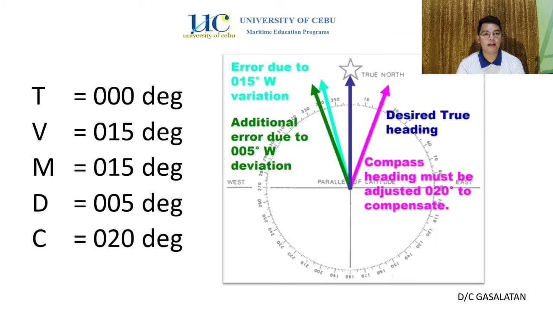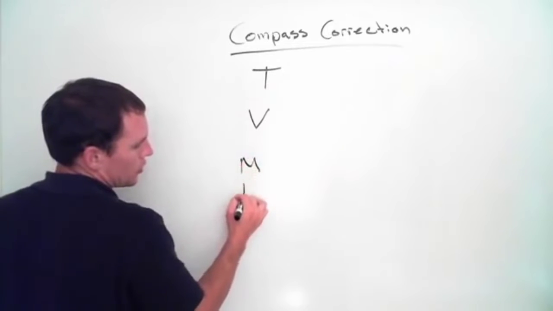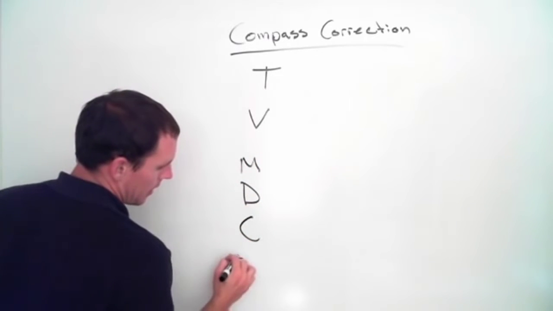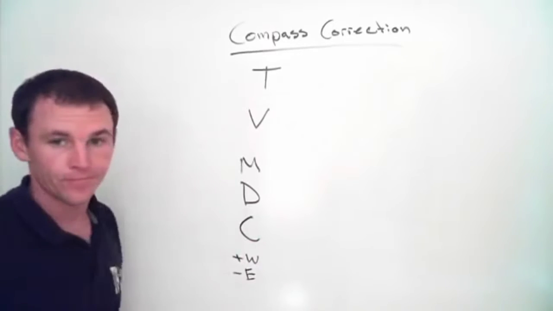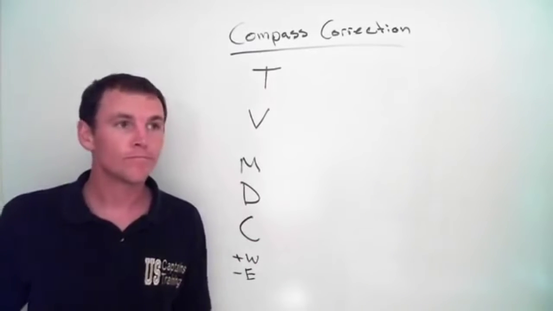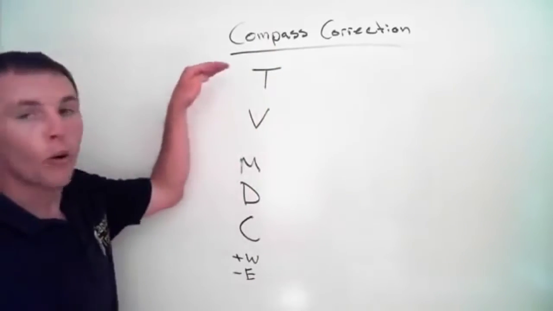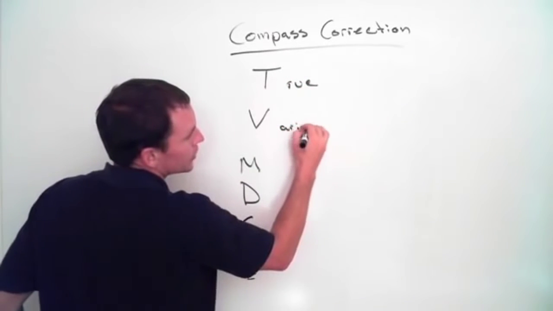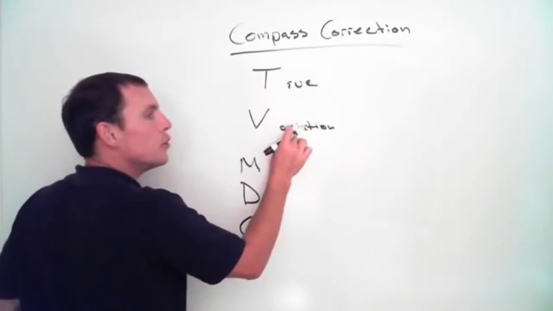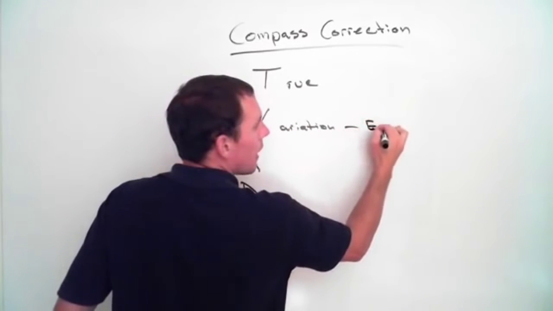So to better understand the topic, here is the illustration. True Virgins Make Dull Company. Add whiskey, subtract east. No one ever forgets that. Don't know why. So, this T stands for true, right? True. Variation. Where you are on the planet, right? Where are you on Earth?